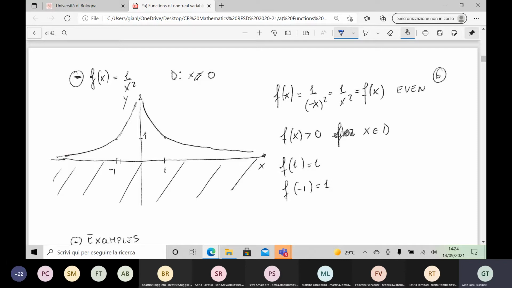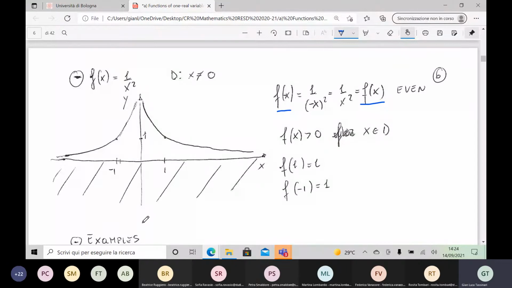Now, since the domain is symmetric, it makes sense to search for symmetries. So f of minus x means that you have to insert minus x into x. So you have 1 over (minus x) raised to the power 2. But (minus x) to the power 2 is x squared. So 1 over x squared. But 1 over x squared is exactly f of x. So we have just shown that this chain of equalities holds, so this function is even. That is, the graph of this function is symmetric with respect to the vertical axis.